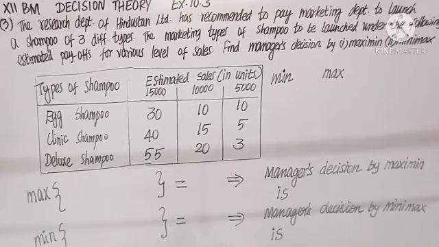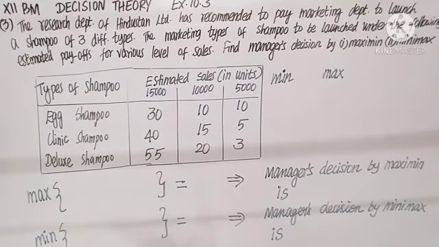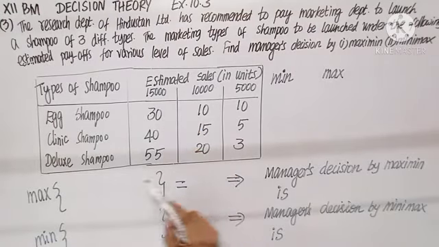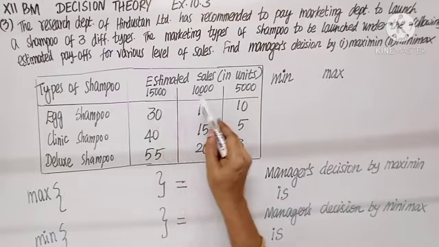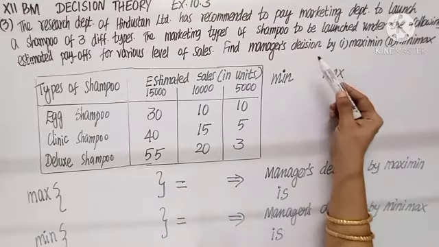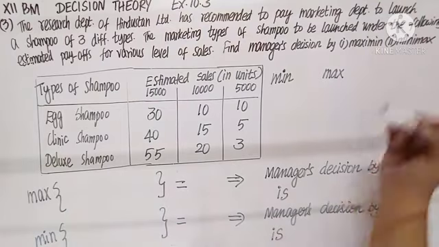Question number 3. The research department of Hindustan Limited has recommended to the marketing department to launch a shampoo of 3 different types. The types of shampoo to be launched under the following estimated payoffs for various levels of sales is given. Find the manager's decision by maximin and minimax principle.